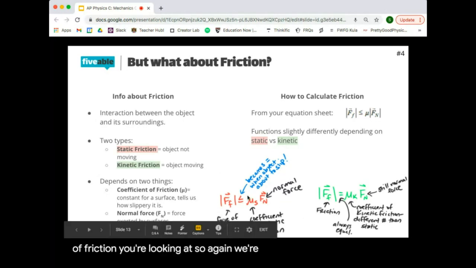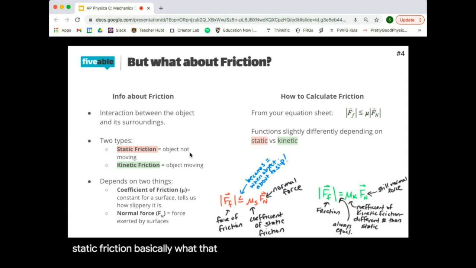So again, we're color coded. The red one here is static friction. Basically the reason that it's less than or equal to is because the static friction is going to keep increasing to a maximum. And then once you hit that maximum, the object starts to slip or to move, and then that friction turns into kinetic friction. So the less than or equal to is because the static friction can change based on how much you're trying to get it to move, up to the coefficient of static friction times the normal force.